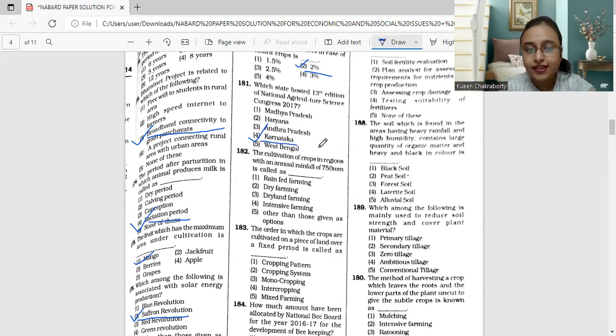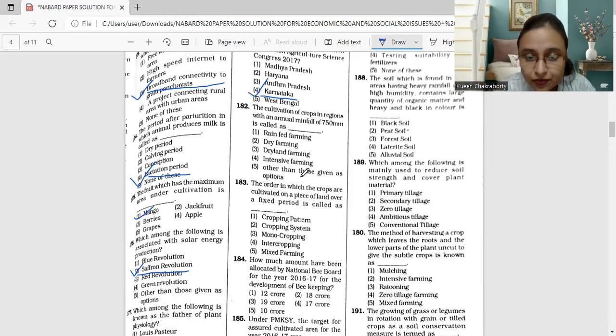That is question 182. The cultivation of crops in regions with an annual rainfall of 750 mm is called rain-fed farming, dry farming, dryland farming, intensive farming, or other than these given as options. See, rain-dependent areas can be broadly divided into two. That is dryland, which will receive less than 750 mm of rain in a year, and rain-fed areas which will receive more than 750 mm of rain.